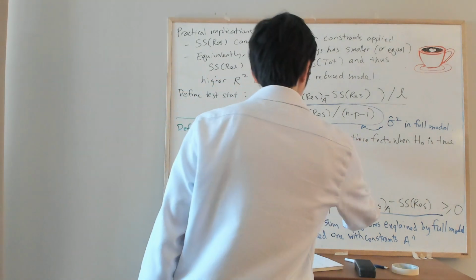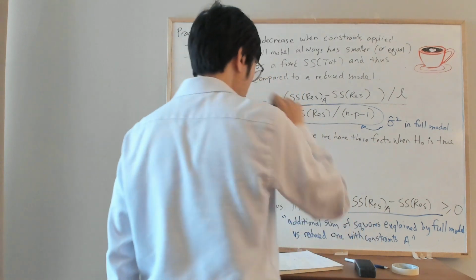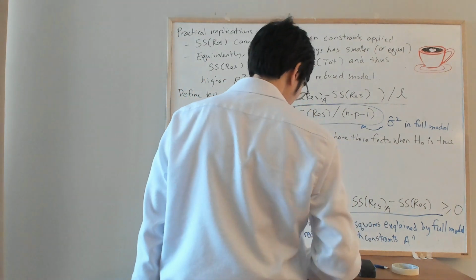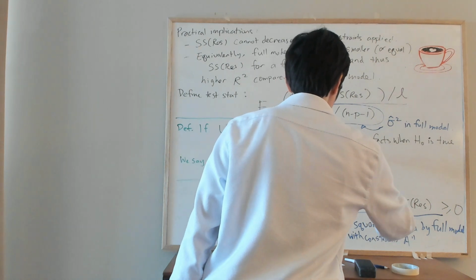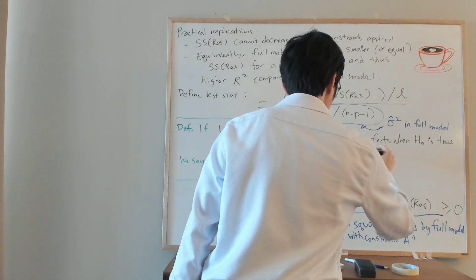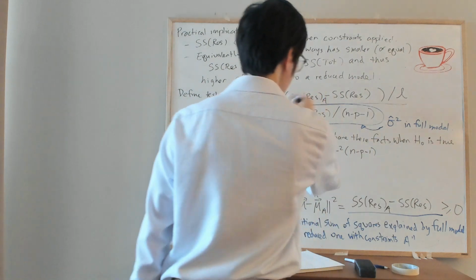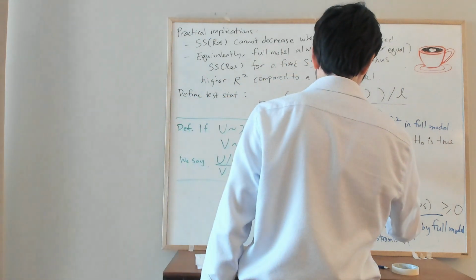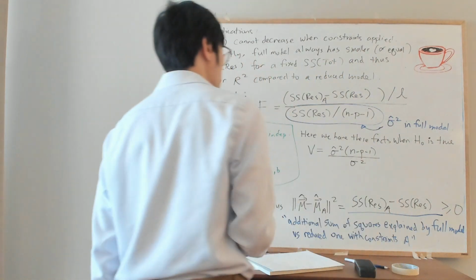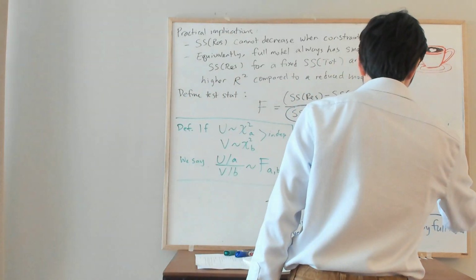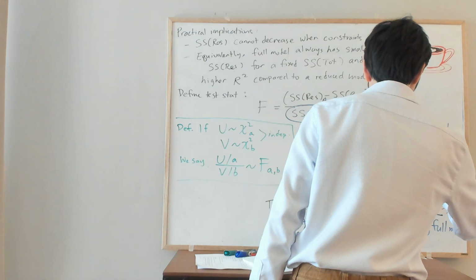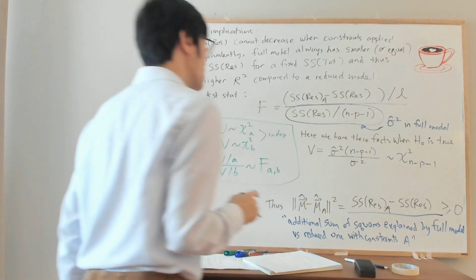Okay, so let's write down. This one is always true. So sigma squared times the degrees of freedom of the residuals. In other words, this is the sum of squares residual divided by the true unknown sigma squared, which has a chi-square distribution with n minus p minus 1 degrees of freedom.